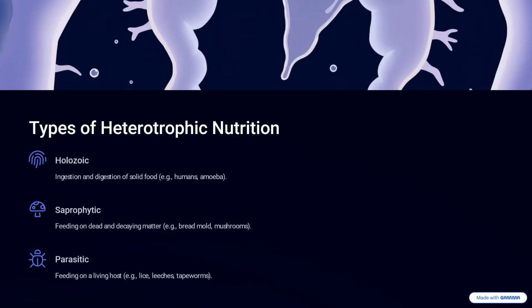Okay, types of heterotrophic nutrition. Here there are three different types: one is holozoic, next is saprophytic, and parasitic. Holozoic is ingestion and digestion of solid food. Examples: humans, amoeba. Next, saprophytic means feeding on dead and decaying matter. Examples: bread mold and mushrooms. Next, parasitic, feeding on a living host. Examples: lice, leeches, and tapeworms.